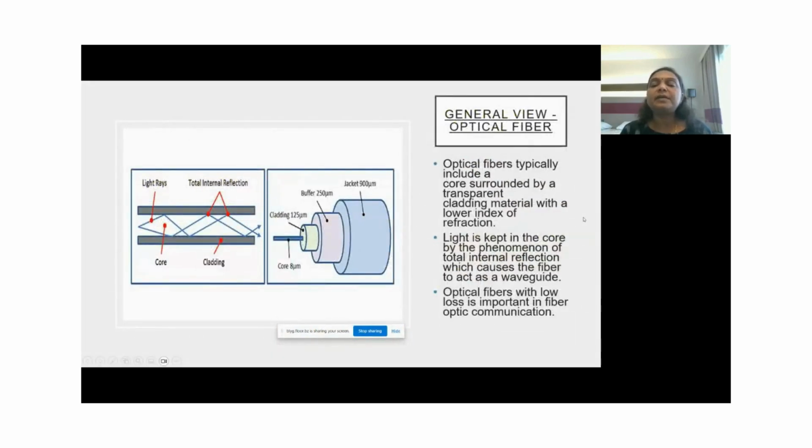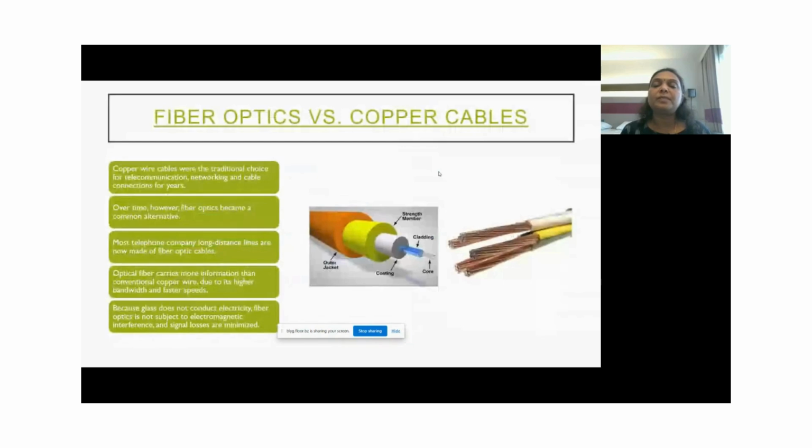Optical fiber typically includes a core surrounded by a transparent cladding material with a lower index of refraction. Light is kept in the core by a phenomenon called total internal reflection, which causes the fiber to act as a waveguide. This enables low loss, which is important in fiber optic communication. Definitely, we are aware that fiber optic differs from copper cable, and it gives a lot of advantages over copper cable.